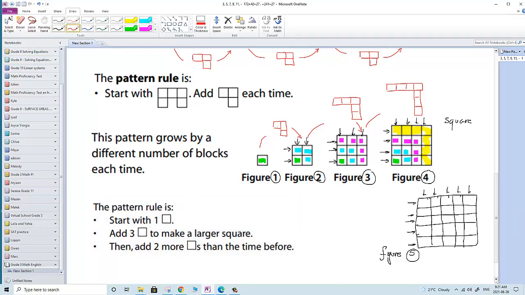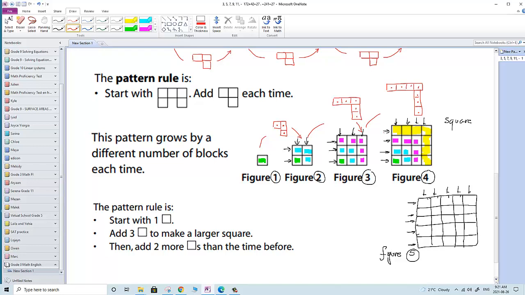So here, I add 3: 1, 2, 3. I add 2 to the 3, so 1, 2, 3, 4, 5. I add 2 to 5: 1, 2, 3, 4, 5, 6, 7. So that's why we have 3 lines in the pattern rule. Start with 1 block, add 3 blocks to make a large square, then add 2 more squares or blocks than the time before.